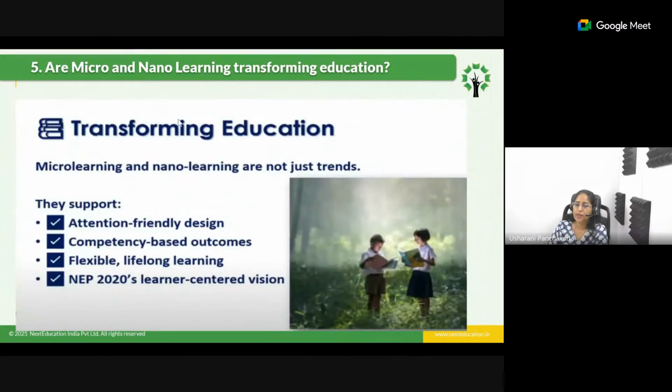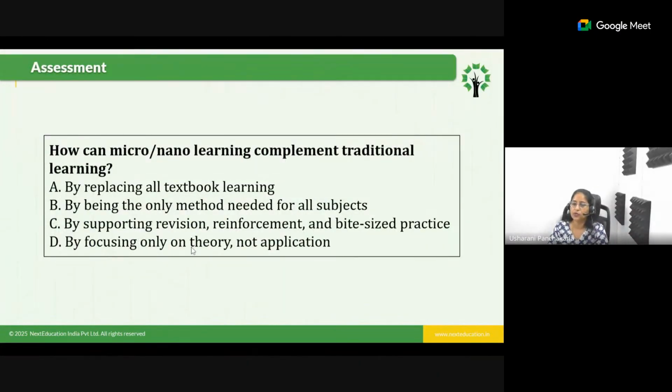Now coming to this, are micro and nano learning transforming education? I can say yes. The reasons are their attention-friendly design and competency-based outcomes, because you can map one or two learning objectives. You can create those videos yourself as per the learning outcomes or objectives you have planned. Flexible lifelong learning, because it's not overloaded, as per the pace of the learner we can go ahead. And NEP 2020's learner-centered vision, using digital technology, integrating digital content into the classes.